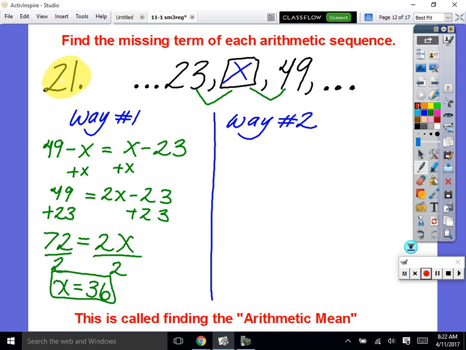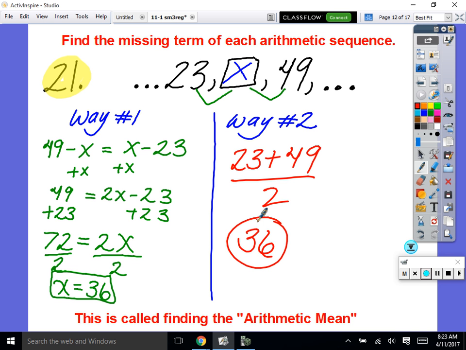Isn't that called finding the arithmetic mean, meaning the average of both? Does that make sense, everybody? So you did 23 plus 49 divided by 2. Perfect. That's exactly what I was looking for. So 36. Any questions? There's even one more way that I thought through it.